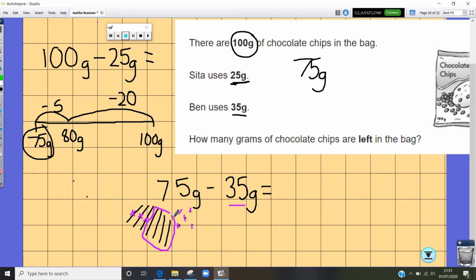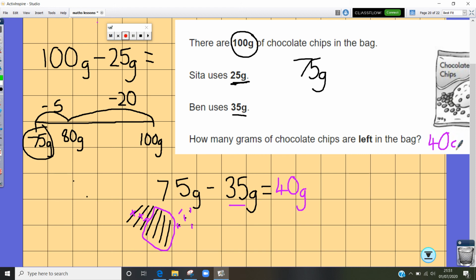So I know that there are no units left because I've crossed them all out. There are only tens left. So my answer must be, let's count them, 10, 20, 30, 40. Okay, so the final answer to this huge problem is 40 grams.